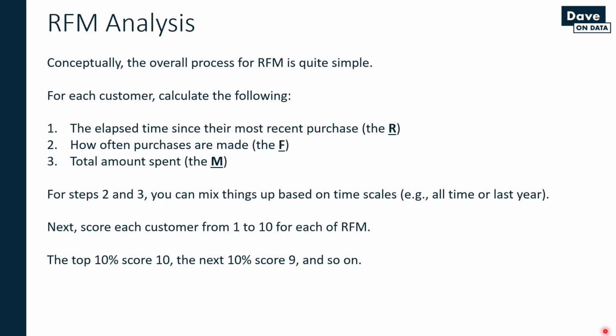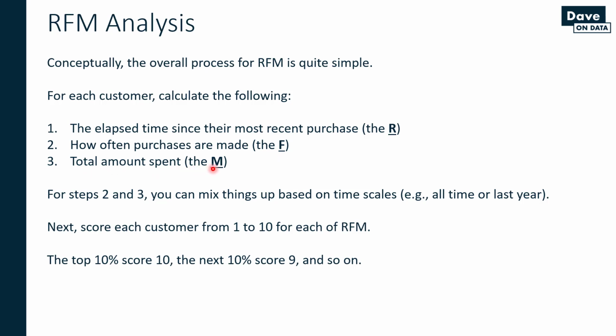Conducting an RFM analysis is actually quite simple. So you grab a collection of your customers. Maybe it's all of your customers, maybe it's a certain segment of your customers, maybe from a particular region, who knows. But for each customer that you decide to analyze, you calculate the elapsed time since their most recent purchase. That's the R for each customer. 2, how often purchases are made. That's the F of the customer. And 3, the total amount spent, the M for each customer.